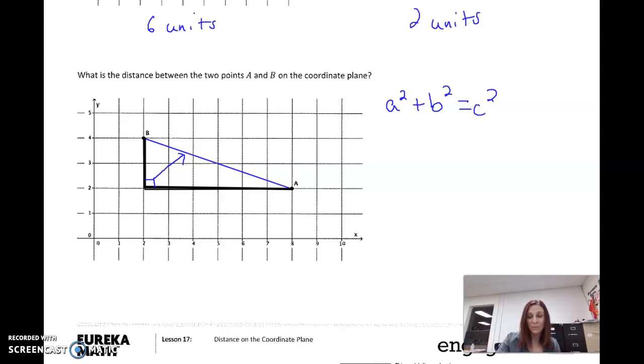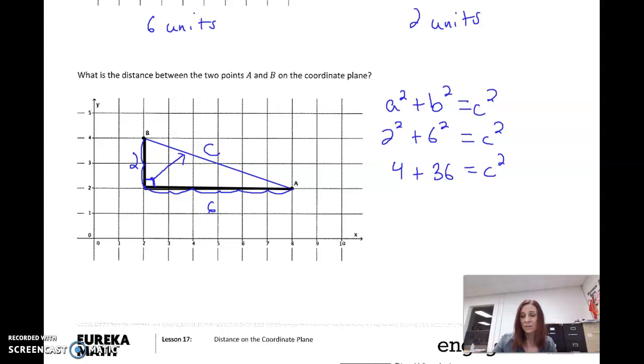Now, the power in a coordinate plane is we can count the units, right? The distance from B to our vertex here is 1, 2. So this side is 2 units. This side is 1, 2, 3, 4, 5, 6 units. So those make up our right angle. Those are my legs. So I can say 2 squared plus 6 squared is equal to c squared. Because again, we're looking for c, our hypotenuse. That's the distance from A to B. 2 squared means 2 times 2, which is 4. 6 squared, remember, means 6 times 6. 6 to the second power is 36, and that equals c squared.